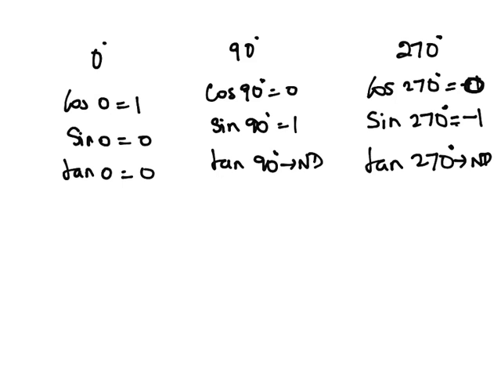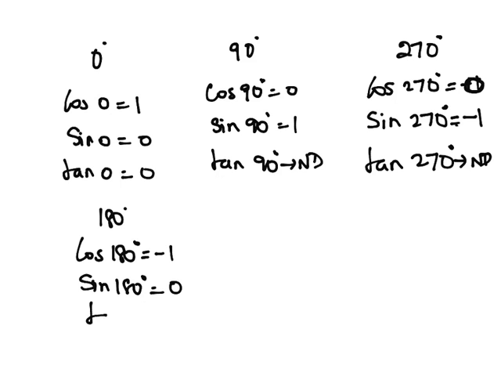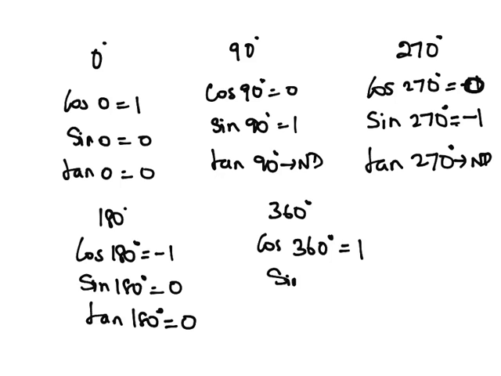Now let us look at 180 degrees. Cos 180 degrees is equal to minus 1, sin 180 degrees will be equal to 0 and tan 180 degrees will also be equal to 0. And finally 360 degrees: cos 360 degrees will be equal to 1, sin 360 degrees will be equal to 0 and tan 360 degrees is again equal to 0.